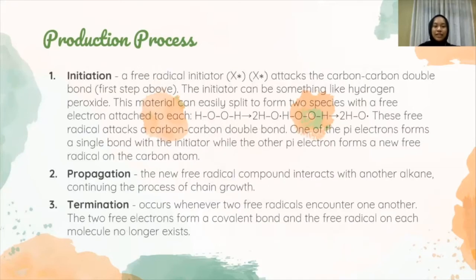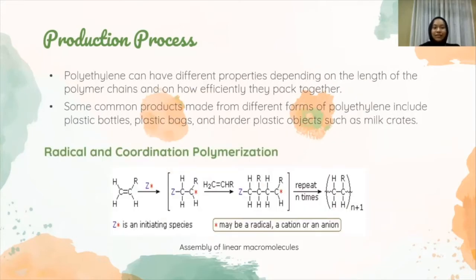The first one is the initiation step. A free radical initiator attacks the carbon-carbon double bond, and the initiator can be something like hydrogen peroxide. The second step is propagation and the last step is termination. Polyethylene can have different properties depending on the length of the polymer chains and on how efficiently they pack together. The next one is radical and coordination polymerization.